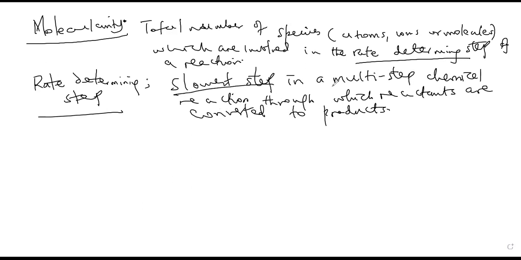Slowest step in a multi-step reaction, meaning that these reactions will be involving different stages. But when we say rate determining step, we are referring to that slowest step in those many through which the reactants are converted to products.